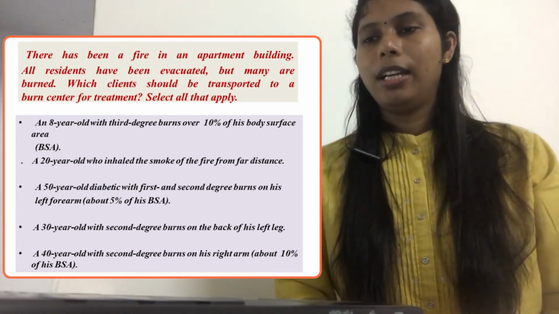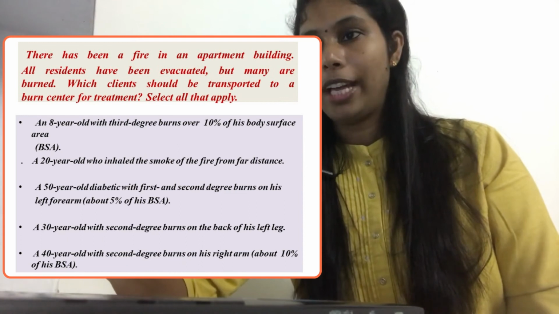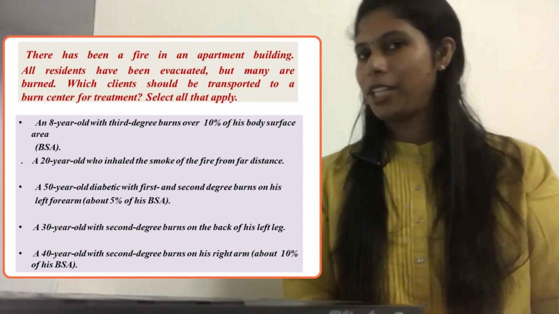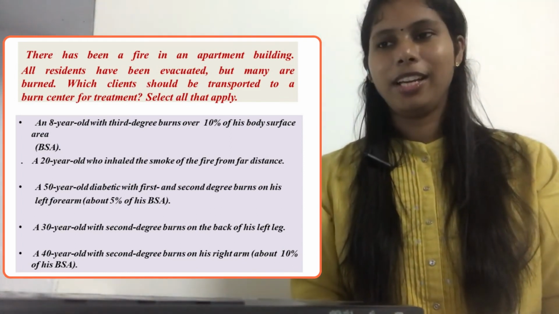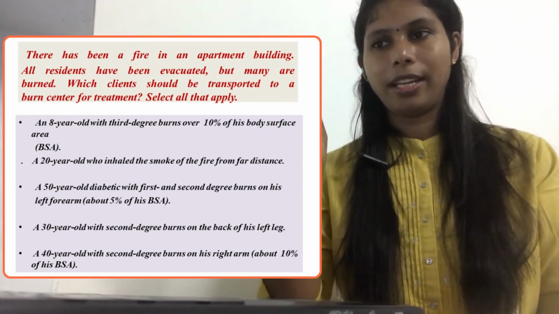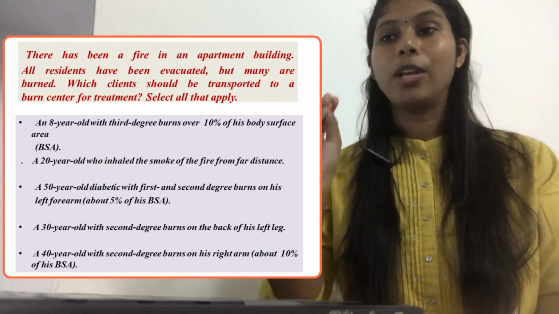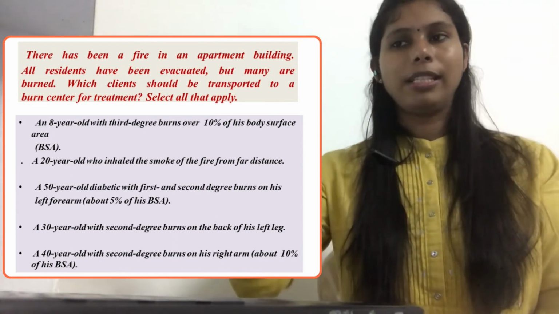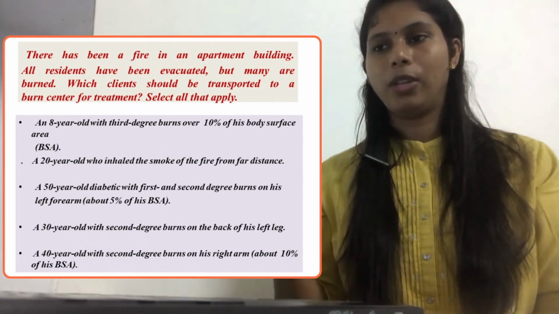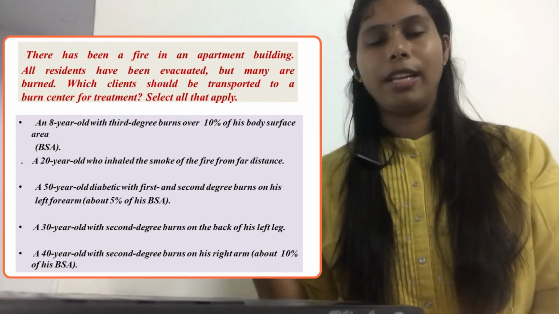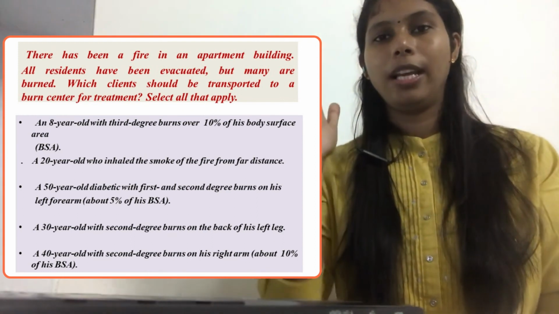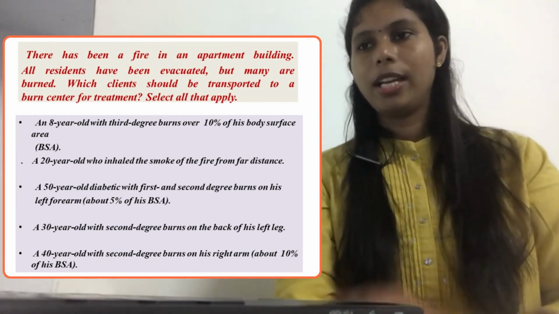Other option: option number 3, a 50-year-old diabetic with first and second degree burns on his left arm, about 5% of his total body surface area. What do you think? Yes, this is our answer, because he is a known case of diabetes, and this is first and second degree burns, and this is more than or equal to 5% of total body surface area. Always think of diabetic clients: once they develop burns or are exposed to burn injury, the chances of further complications are very severe. So we should definitely transfer them to a burn center hospital for further treatment and interventions. Okay, so this is our answer.